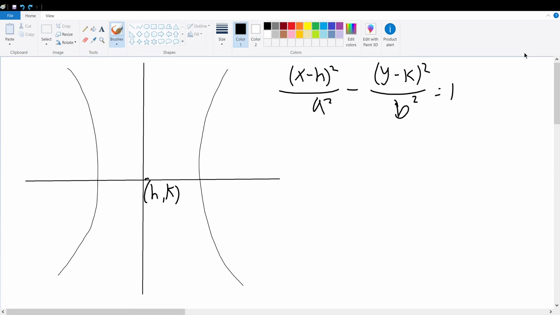We can see that the hyperbola has a center point, which is modeled by this general function as center point (h, k), as visualized within the graph also.